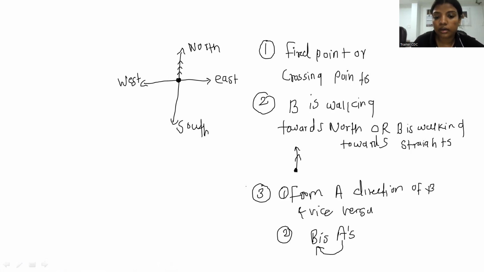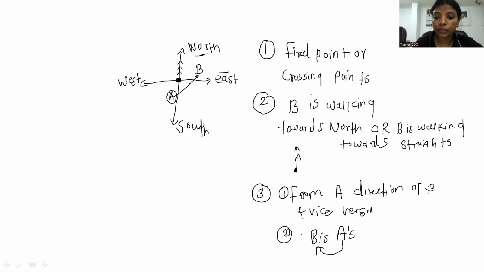Okay, now while considering this third point, let me give you one example. Suppose A is standing here. Let's consider A is here and B is here. Can you tell me from A, what is the direction of B? So from A, direction of B in this diagram is nothing but what? East, north, correct? Here is east. You can see the directions also. Here is east and here is north.